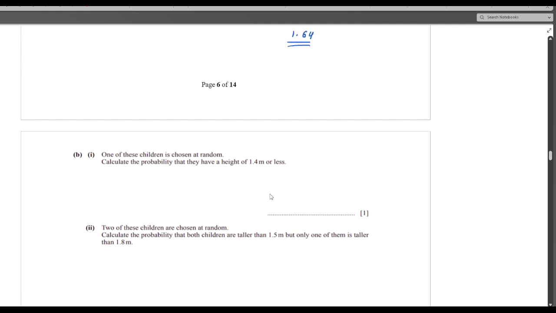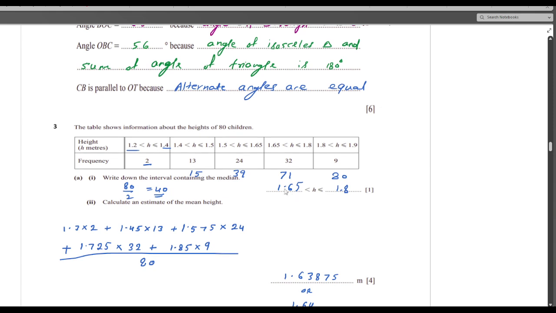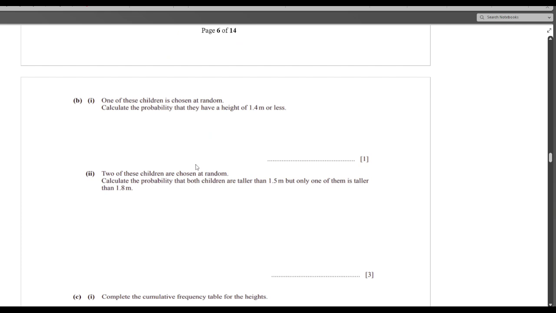Now B part, one of these children is chosen at random. Calculate the probability that they have height of 1.4 meter or less. So height 1.4 meter or less, I have only 2 children. So here my answer will be 2 divided by 80, that is 1 divided by 40. So here I will write 1 divided by 40.